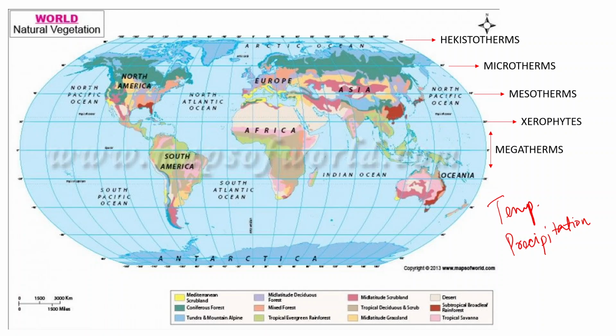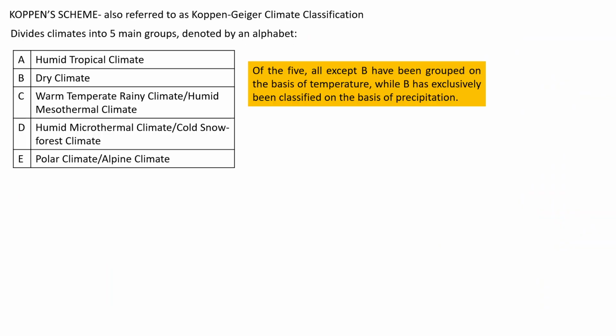Koppen's classification scheme is also based on the relationship between plants at a particular place and the climate. Whenever we talk of climate in terms of plants, it means we are talking about temperature and precipitation. So he uses this relationship between plants and the climate, and therefore his scheme is very easy to understand. So let us see what his scheme is.